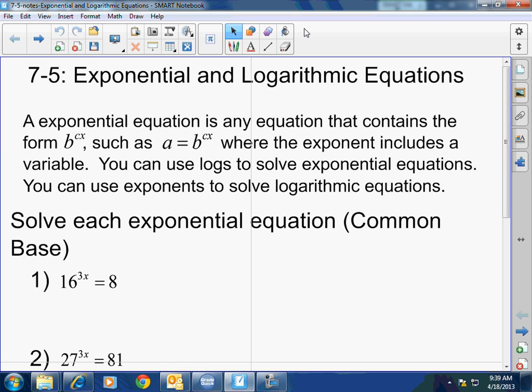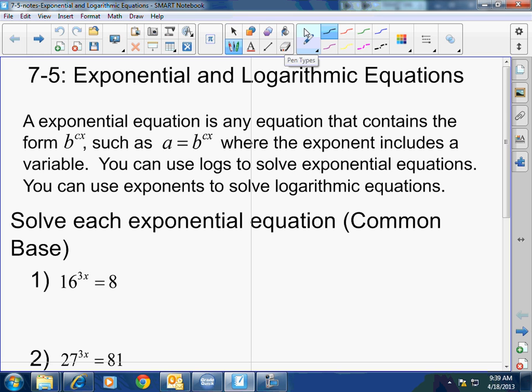A lot of people always stress out when they have an exponential or a logarithmic equation, but it's actually not that bad if you know the properties and you know how to manipulate logs and exponents. First of all, an exponential equation is any equation that contains the form b to the cx, such as a equals b to the cx, where the exponent includes a variable.